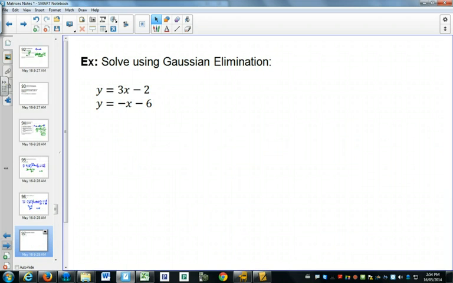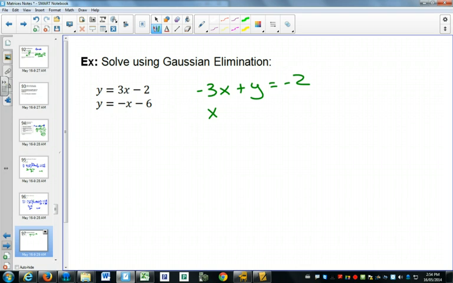Okay, the next couple are for you to try. You'll have to rearrange this one to get the y's and x's on one side and the answer on the other. So as a first step, this is minus 3x plus y equals negative 2, and x plus y equals negative 6. So the order is important before you make your augmented matrix so that you have x's, y's, and then answers, x's, y's, and then answers. And then you can start.